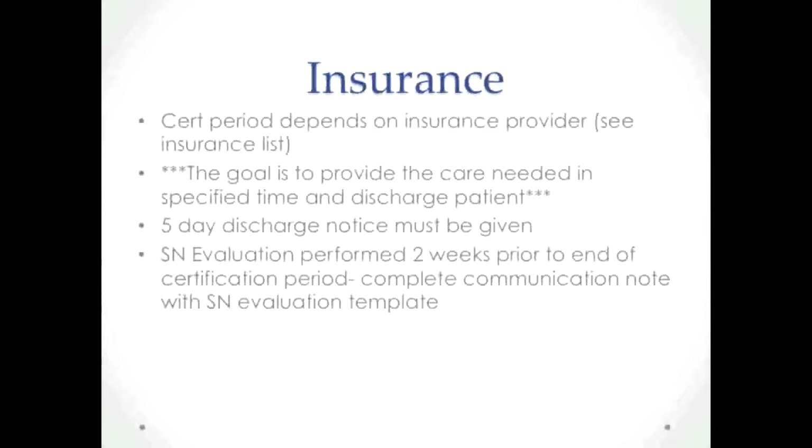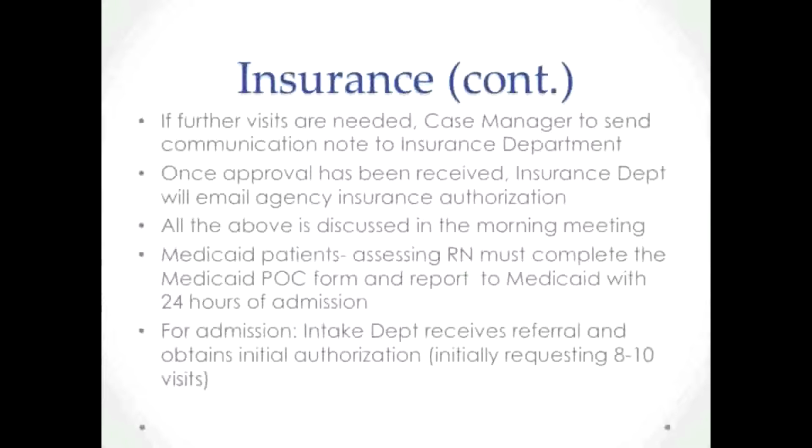So we need to know at least 2 weeks in advance if that patient will need to continue with home health services, what disciplines they continue to need, and how many visits they need with that particular discipline, and then we get that sent over to our insurance department who will make those requests.